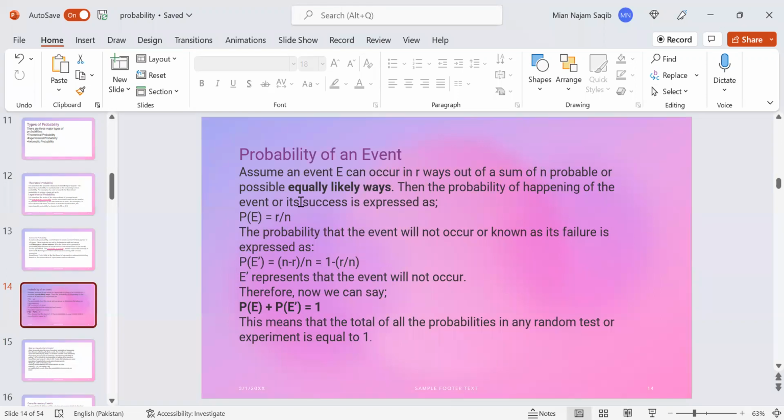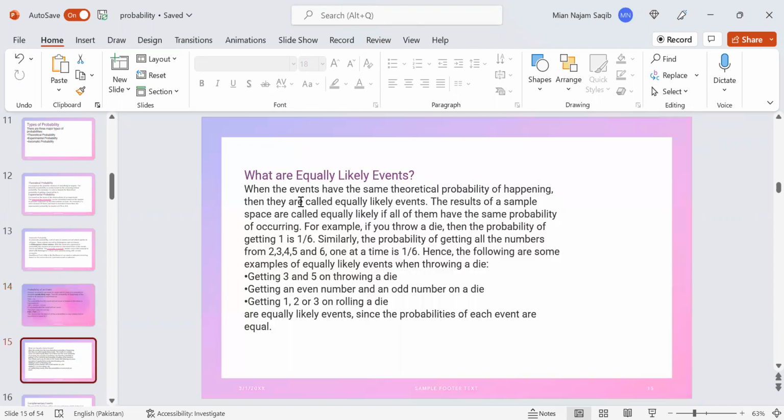The probability that the event will not occur, known as its failure, is expressed as (N minus R)/N, which can also be written as 1 minus R/N. E dash represents the event that will not occur, and therefore we can express it as the following formula. This means that the total of all probabilities in any random test or experiment is equal to 1.